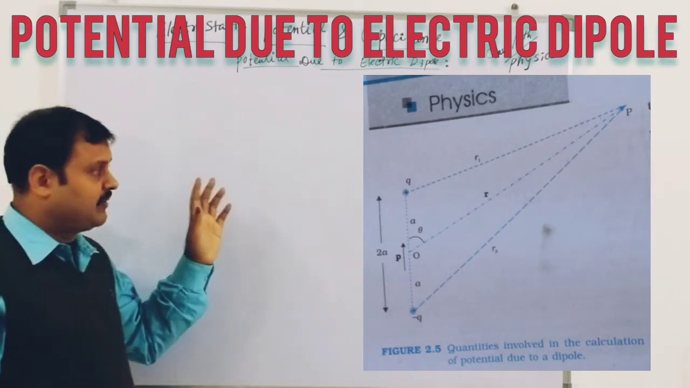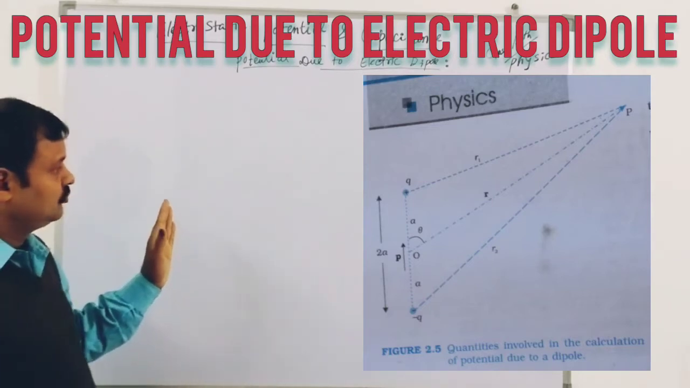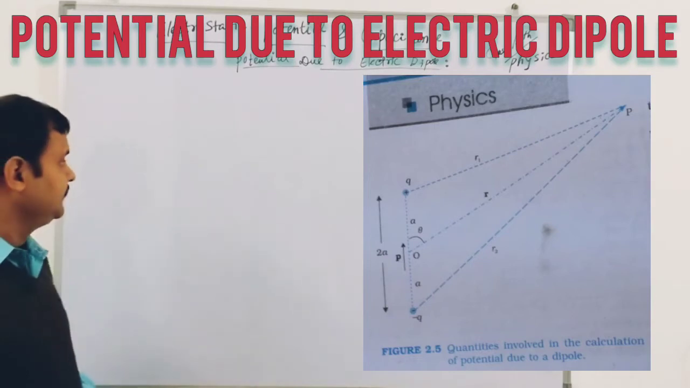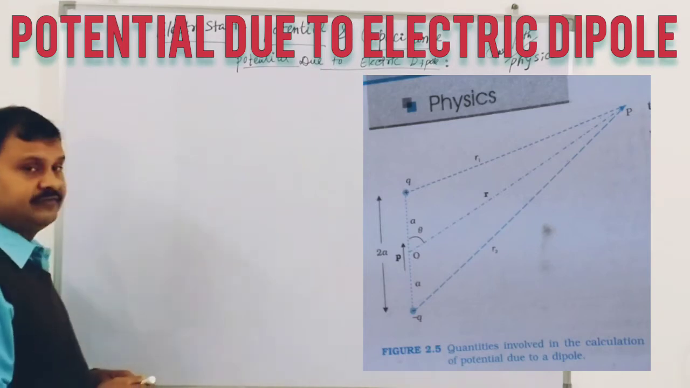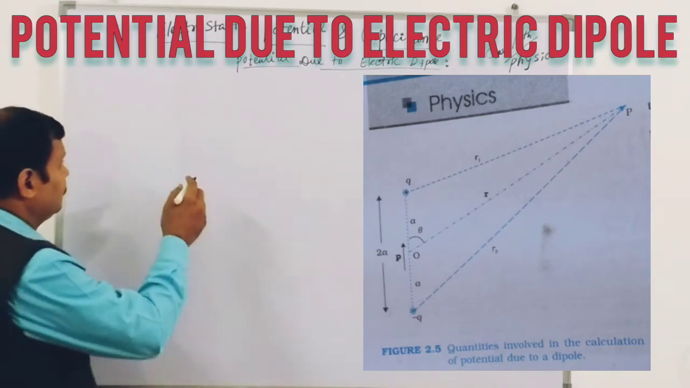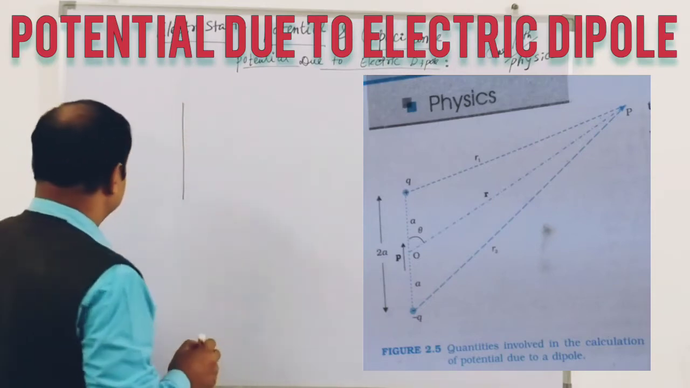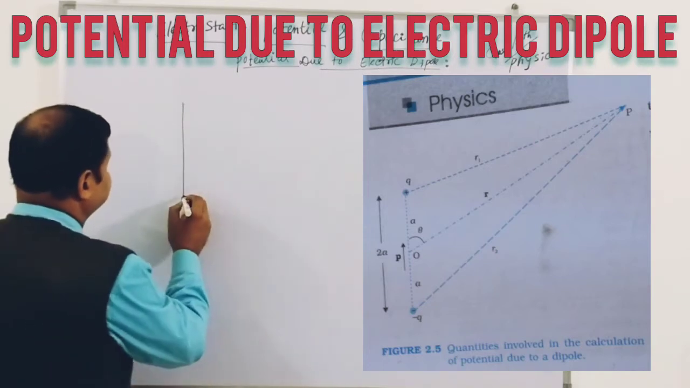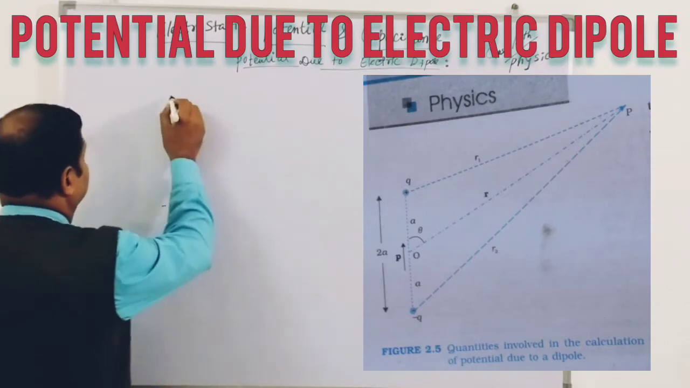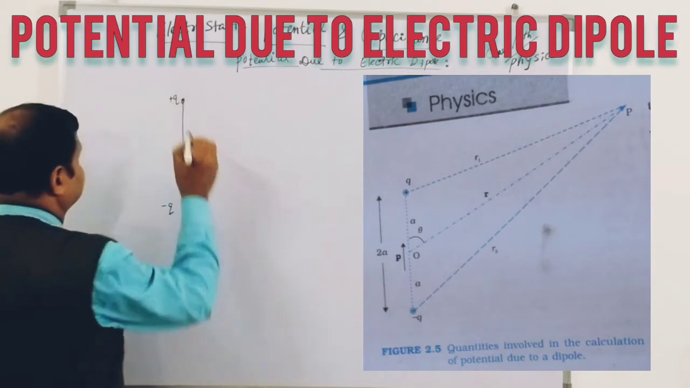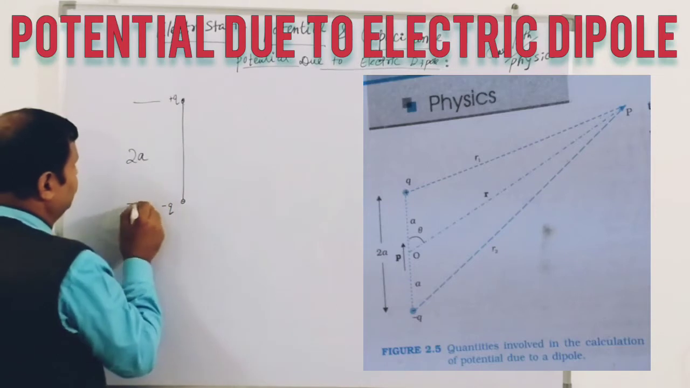So for any particular point with respect to a dipole, what will be the impact of the electrical potential generated by this dipole? We'll now derive how it behaves. Suppose here is an electrical dipole, here is the minus q charge, and this is plus q, and this dipole has a distance of 2a.